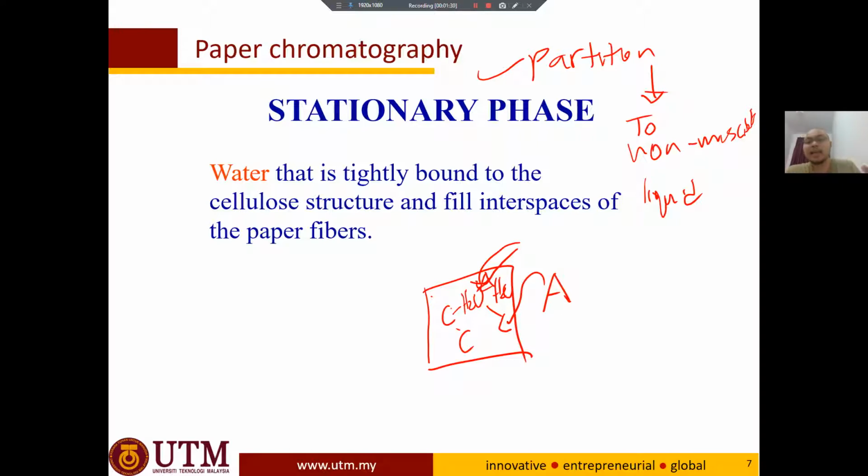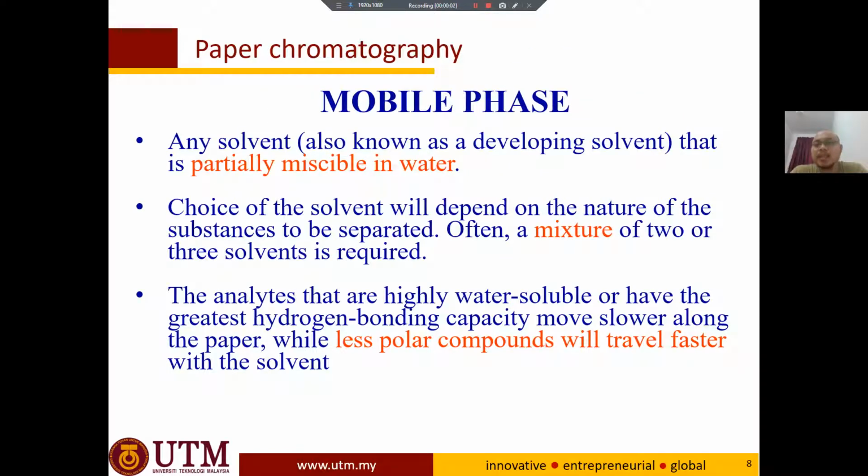So that is the kind of idea, and how to answer that kind of question. Okay, let's go to the mobile phase. Basically the mobile phase is about the same as in TLC. Later on, we will look into thin layer chromatography. The mobile phase is any solvent that is partially miscible in water. If we use one that is fully miscible in water, the problem is that it will interact a lot. The choice of solvent will depend on the nature of the substance to be separated. Often a mixture of two or three solvents is required.